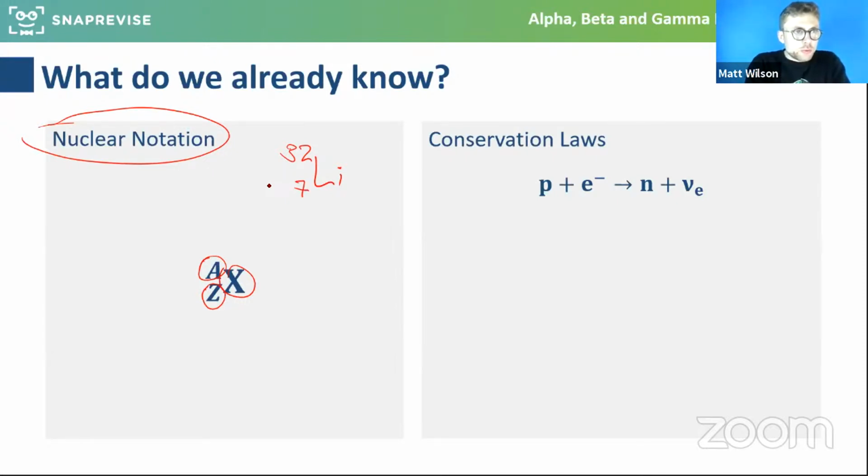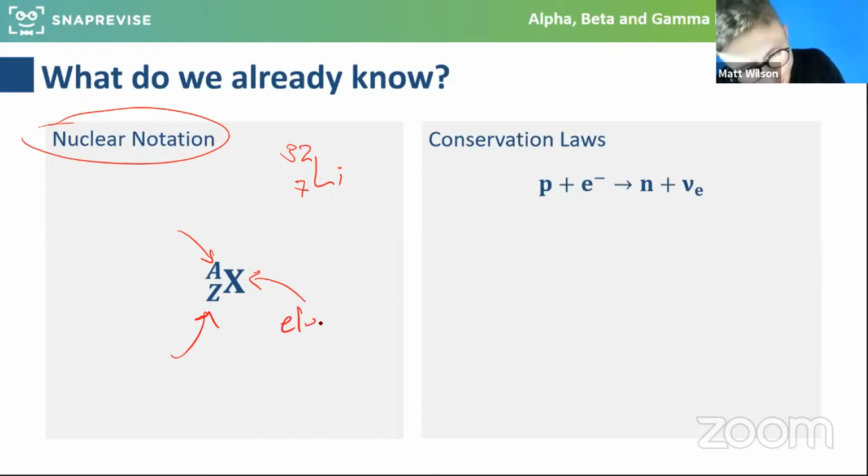So can anyone tell me what the number at the top represents? What's this number here, which we've called A? Similarly, can anyone tell me what this number at the bottom, Z, represents? And what this symbol X is? Well, I'll say now the symbol X is what we call the element symbol. It just tells us which element we're talking about. For example, we might be talking about lithium or oxygen. So these are the kind of symbols that you see in the periodic table.